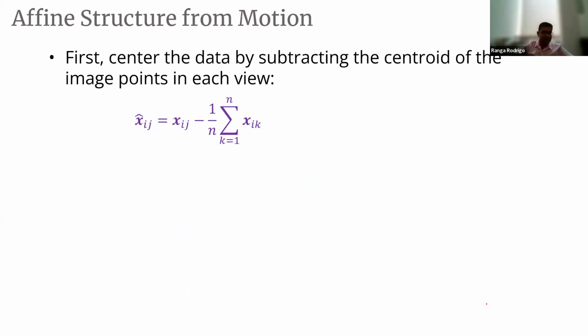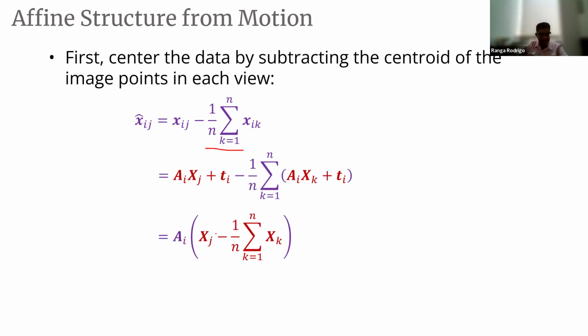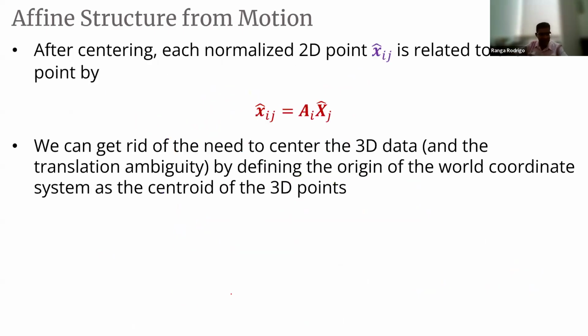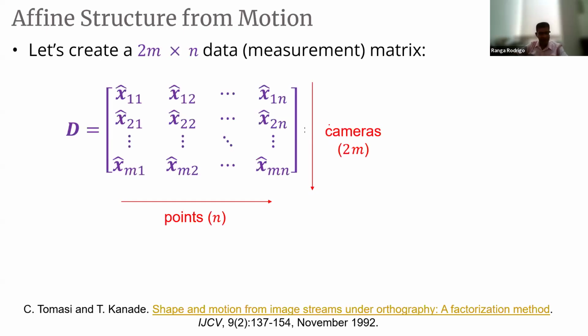To do affine structure from motion, first center the data. So of course you have to subtract the mean of the points. Then you can substitute this, and then you can obtain this expression. After centering, each normalized 2D point x hat ij is related to the 3D point by x hat ij equals AiXj. We can get rid of the need to center the 3D data and the translation ambiguity by defining the origin of the world coordinate system as the center of the 3D points. That kind of thing we can do.